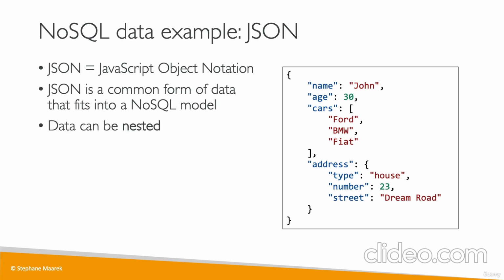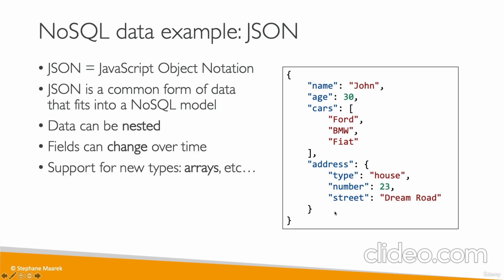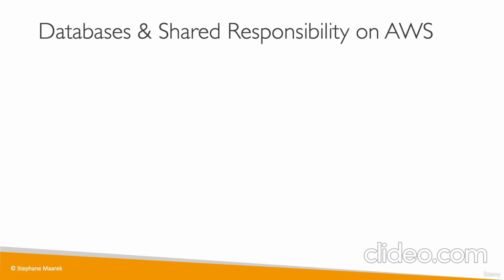The data can be nested. For example, if we look at address right here, it is nested within the higher object element. So address and types are going to be nested. The fields can change over time, so it's up to us to add a new field into our JSON document. And there's support for arrays. For example, John, who is 30, has 3 different cars: Ford, BMW, and Fiat. He's a lucky man. Okay, so databases, as you can see, can have different forms, and we'll be seeing them in detail in this section. So just some words around databases and the shared responsibility model on AWS.